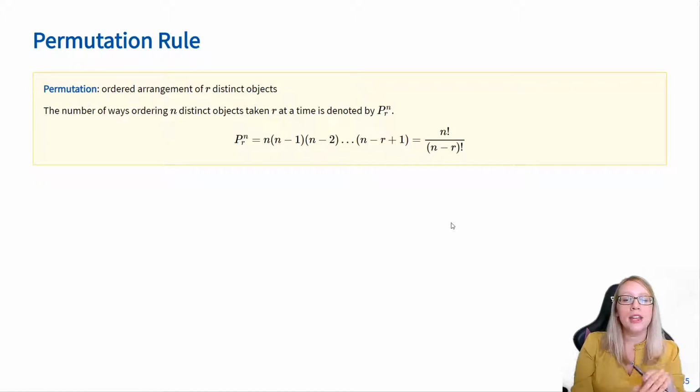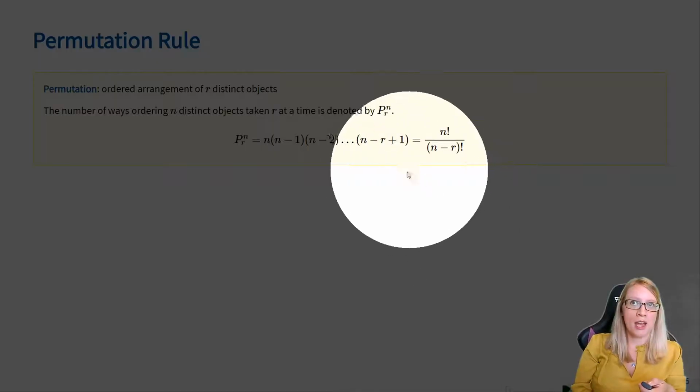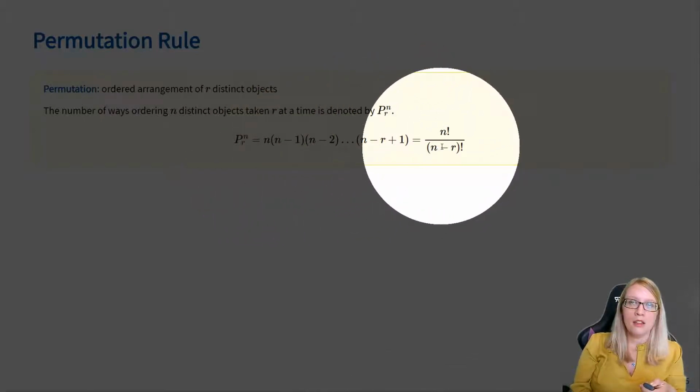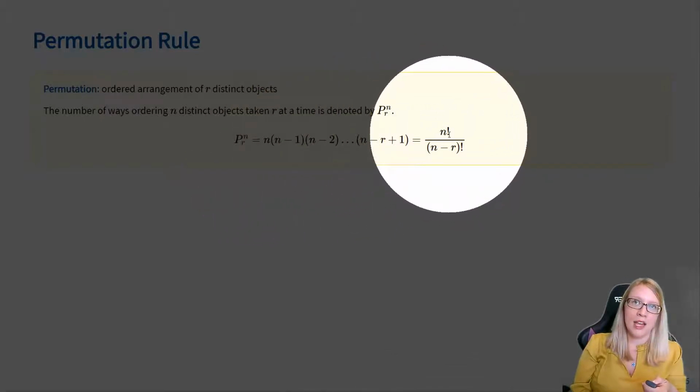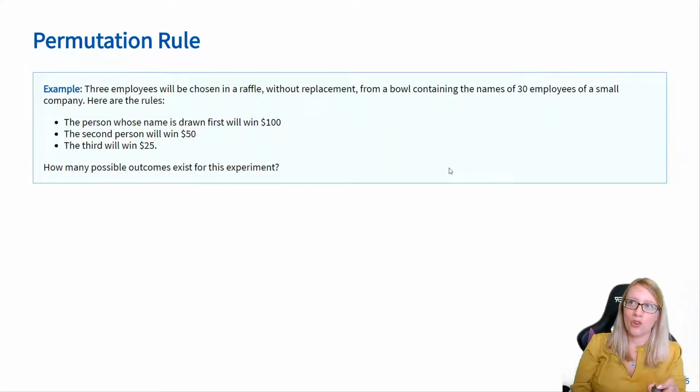The next counting tool that I want to talk about is the permutation rule. So how can we come up with an arrangement of r distinct objects in order? The number of ways of choosing n distinct objects taken r at a time, if order matters, is a permutation. And we denote this as P superscript n subscript r. The number of ways we can accomplish this is n factorial divided by (n minus r) factorial.